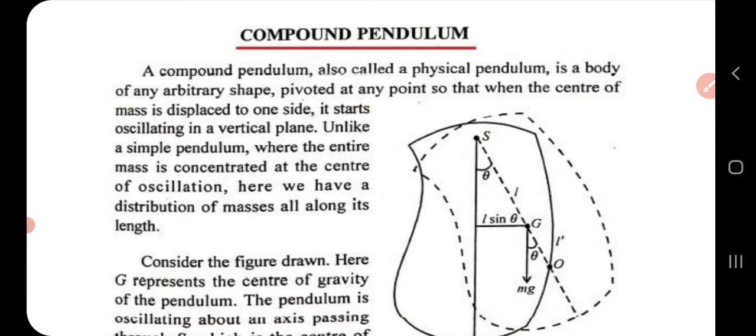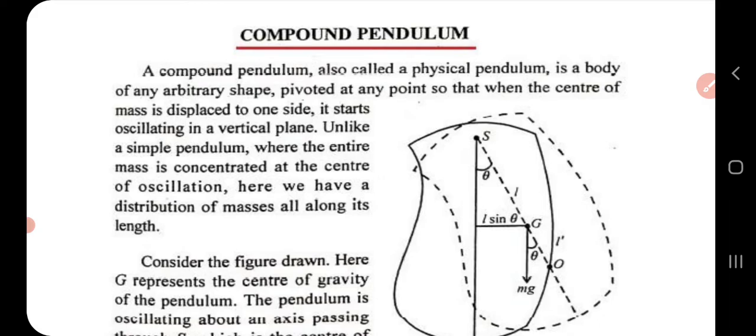It is a body of any arbitrary shape, that is, it can have any shape, and it is pivoted, that is, supported at any point, so that when the center of mass is displaced to one side, it starts oscillating in a vertical plane. So the compound pendulum is a physical pendulum, it can have any arbitrary shape and is supported at any point, and when the center of mass is displaced to one side, it will start oscillating. That's why it's called a pendulum. It will oscillate in a vertical plane.